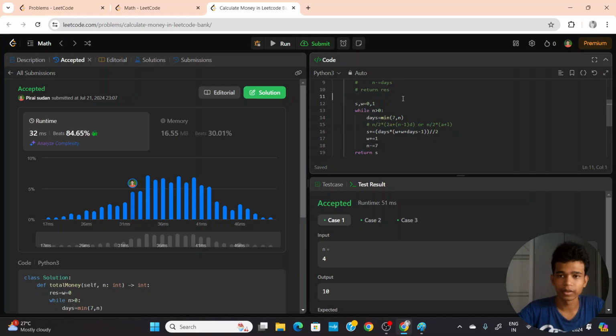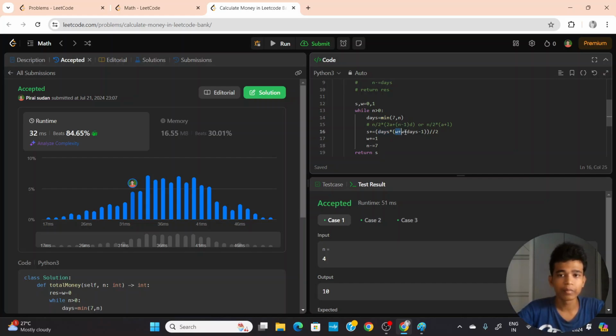Now, s comma w is equal to 0 comma 1. Now, while n is greater than 0, days is equal to min of 7 comma n. Now, s plus equal to, first of all, what is the starting, sorry, what is the n value? N value is days, right? We want to take from min of this and this. Now, what is the starting value?